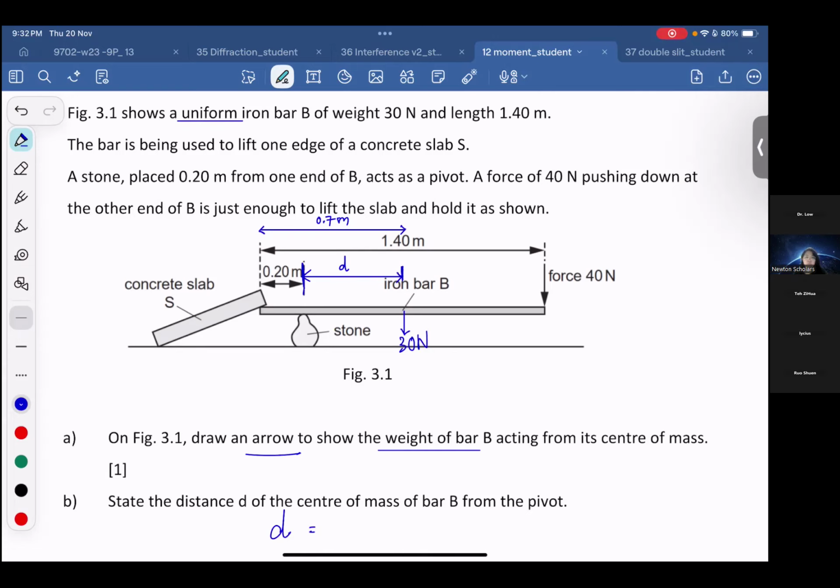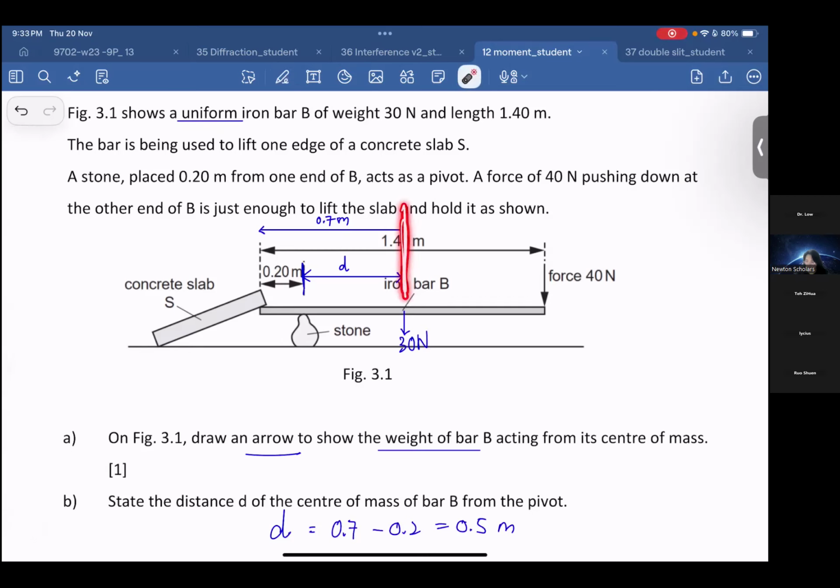What is the distance from the center of mass until the pivot? The stone is the pivot, Megan, correct. You should use 0.7 minus 0.2, which is 0.5 meter. If you cannot solve, it's not my problem, dear. 0.7 minus 0.2. This is your distance.